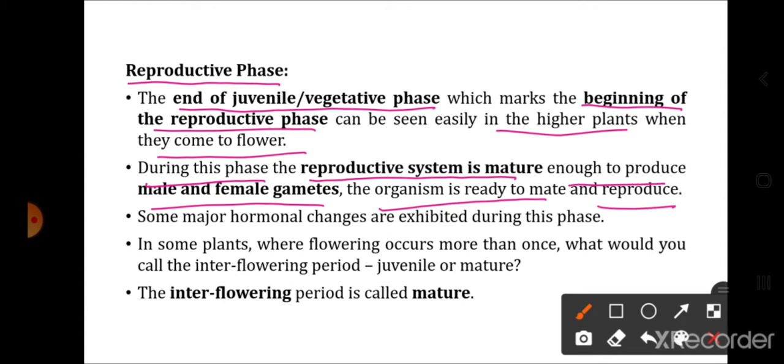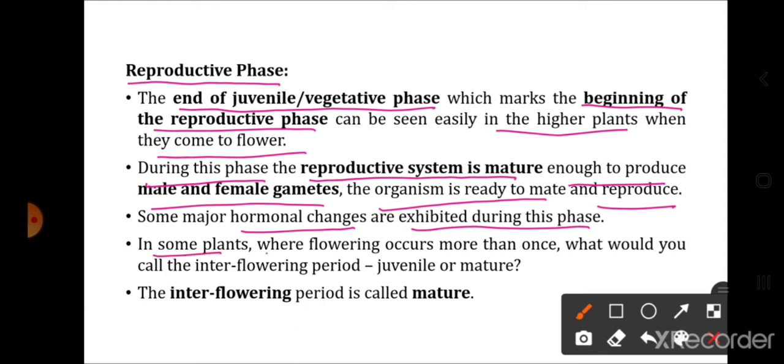So, what happens during the reproductive phase? During this phase, the organism becomes reproductively mature, that is, its reproductive system becomes mature. As it becomes mature, it starts producing male and female gametes. Gamete formation takes place, the organisms mate and finally they reproduce. Some major hormonal changes are exhibited within the organisms during this phase.